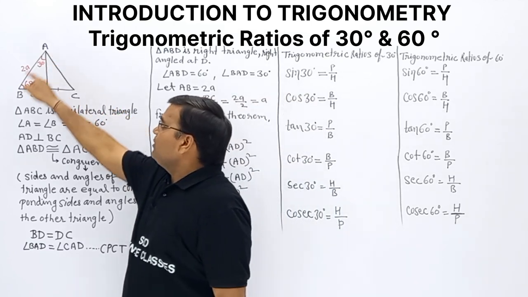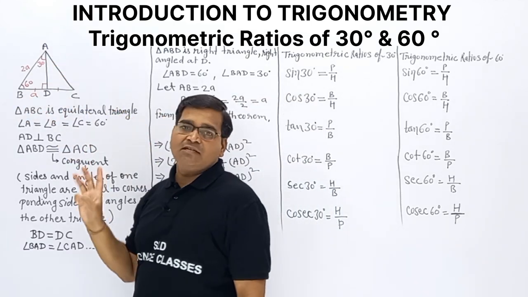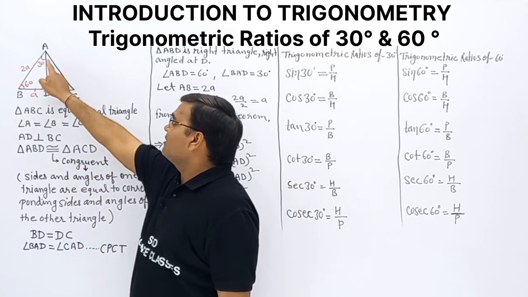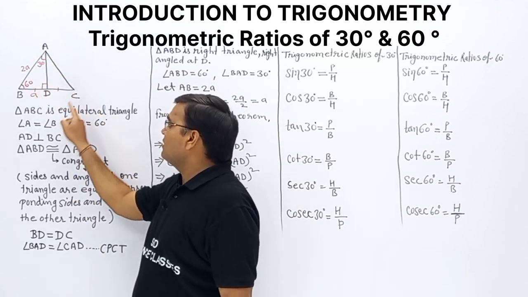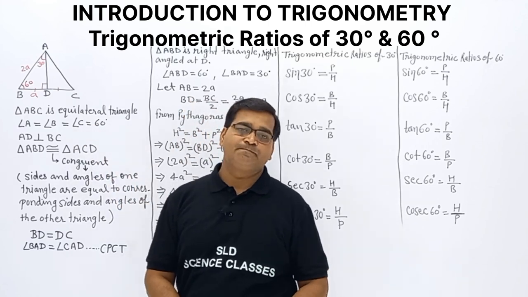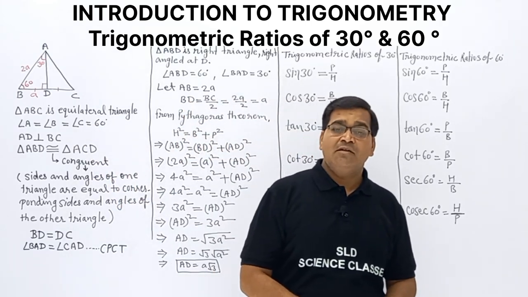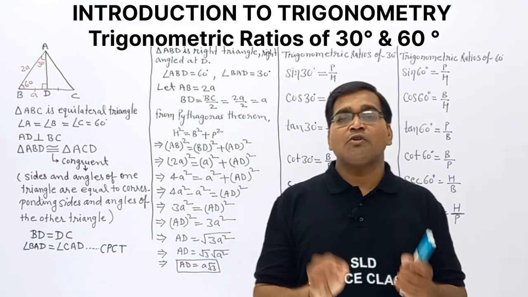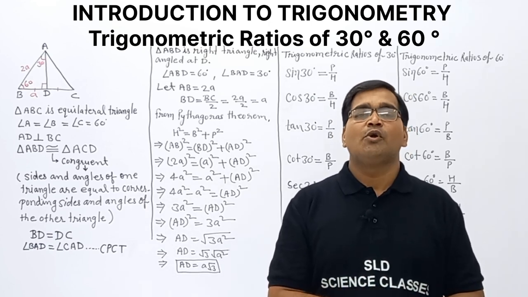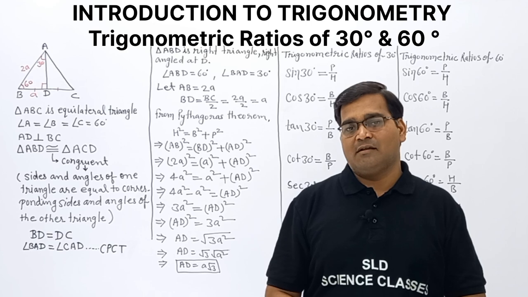Clear? AB, BC and AC, the three sides of this triangle, will be equal, and all angles, angle A, angle B, angle C, will be 60 degree. But we want 30 degree and 60 degree, so we require a right triangle.